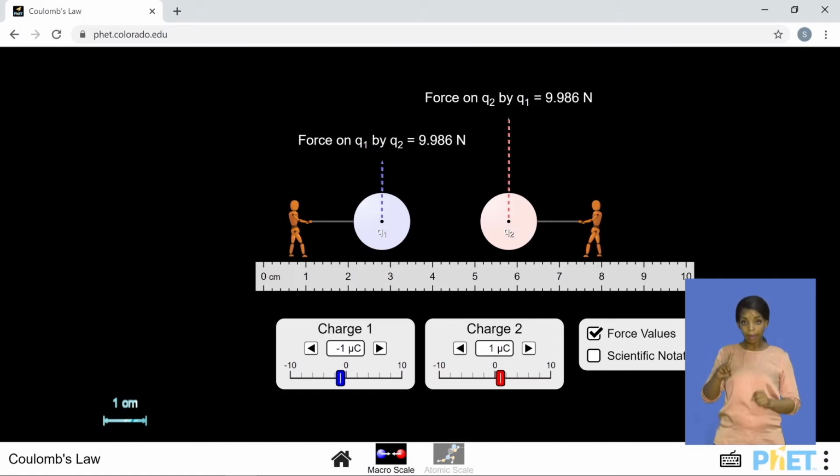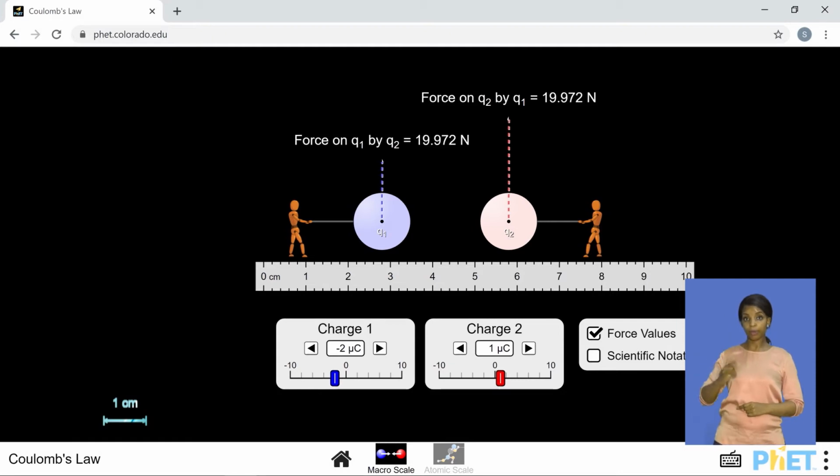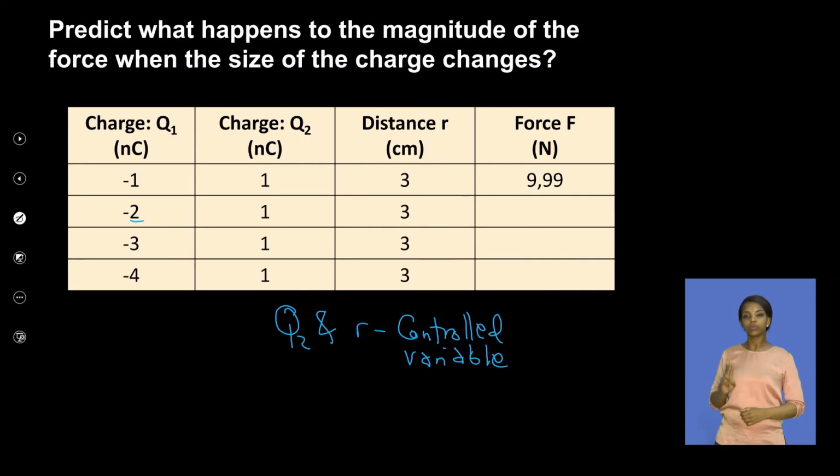So what are we going to do now? We're going to double the charge of Q1. So if we double the charge of Q1, Q1 becomes -2 microcoulombs. Clearly you can see that. Now you can immediately see that the force exerted by Q1 on Q2 almost doubles, that is 19.9, which is approximately 20. The same happens on the force on Q2 by Q1. So if we go back to our table, we know that this is 19.99 newtons, okay?